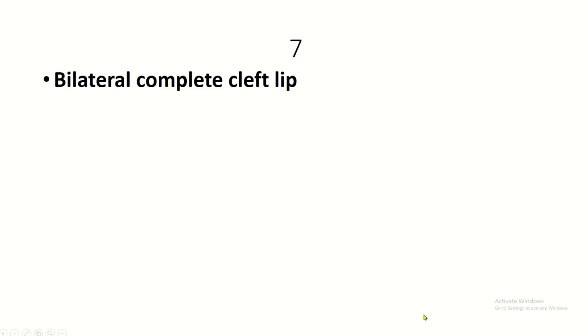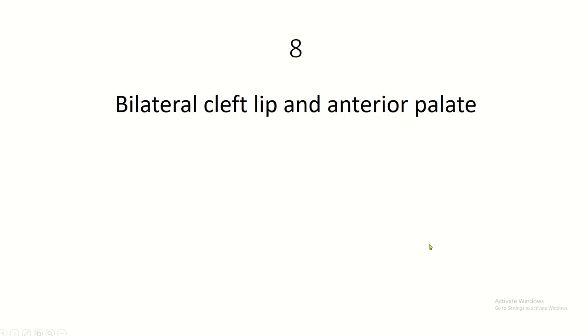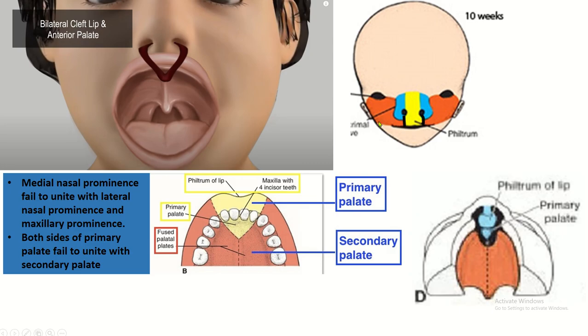Bilateral complete cleft lip. Here, in both sides the medial nasal prominence failed to fuse with the lateral nasal prominence and maxillary prominence. Bilateral cleft lip with anterior palate. Here, this is the bilateral complete cleft lip. The medial nasal prominence failed to fuse with the lateral nasal prominence and maxillary prominence, and also both sides of the primary palate failed to fuse with the secondary palate. So there is a complete U-shaped gap present here.